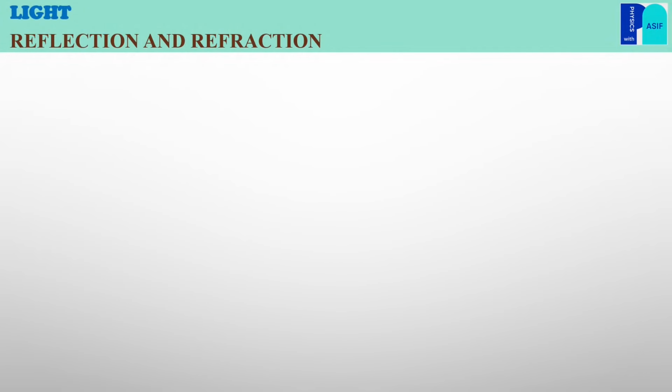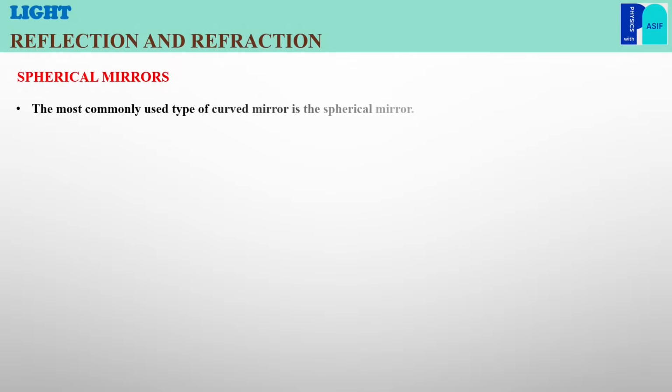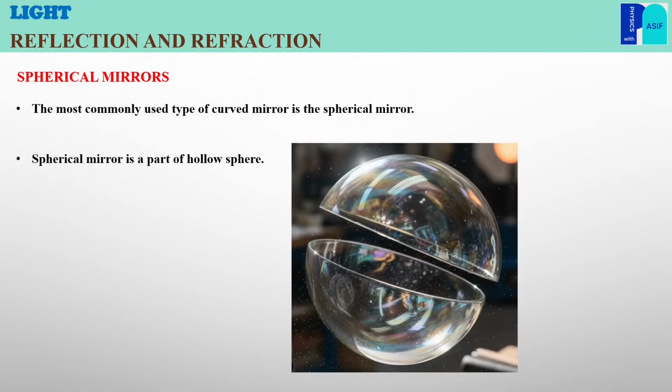We start with the topic spherical mirrors. We know that mirrors are mainly of two types. One is the plane mirror and the other is the curved mirror. A spherical mirror is a type of curved mirror that is used mostly. The name spherical mirror comes because it is a part of a hollow sphere. To understand this, look at the image of a sphere on the screen. The sphere is cut into two parts and they are equal in size.